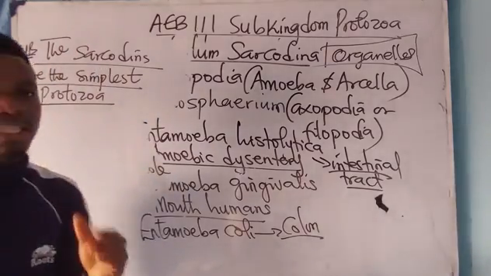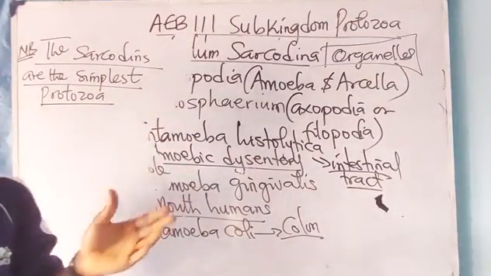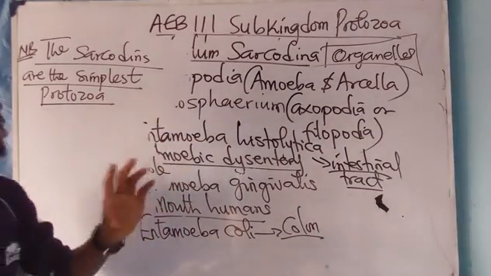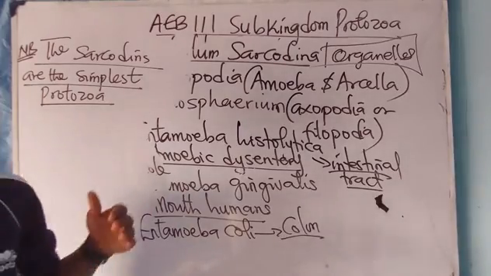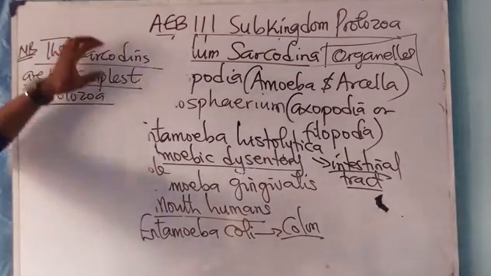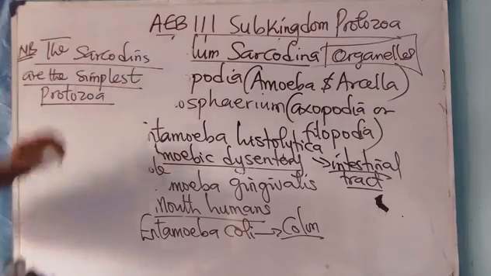Which of the following is entirely parasitic? I told you the sporozoans are entirely parasitic. Which of these are known to be the simplest protozoans? The sarcodines. Okay, take note of that.